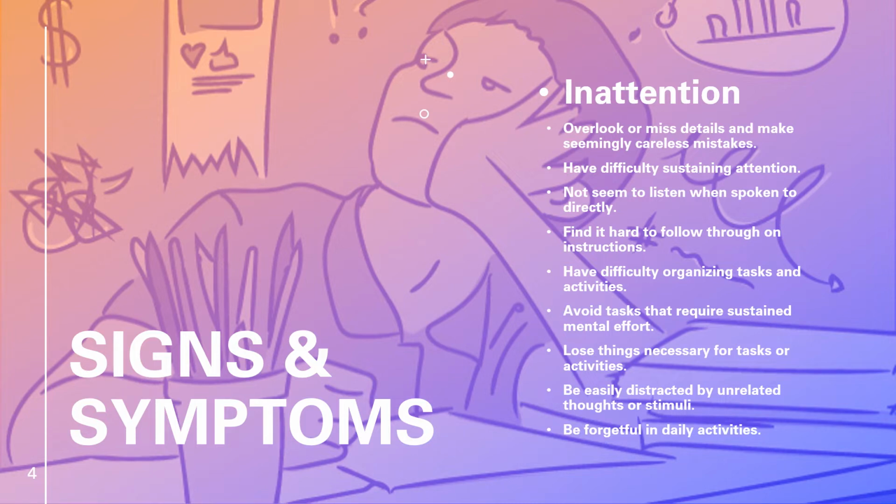Avoiding tasks that require sustained mental effort, such as homework for teens or older adults, preparing reports, completing forms, or reviewing lengthy papers. Losing things necessary for tasks or activities, such as school supplies, pencils, books, tools, wallets, keys, paperwork, eyeglasses, and cell phones, to name a few. Easily distracted by unrelated thoughts or stimuli. Forgetful in daily activities such as chores, errands, returning calls, and keeping appointments.